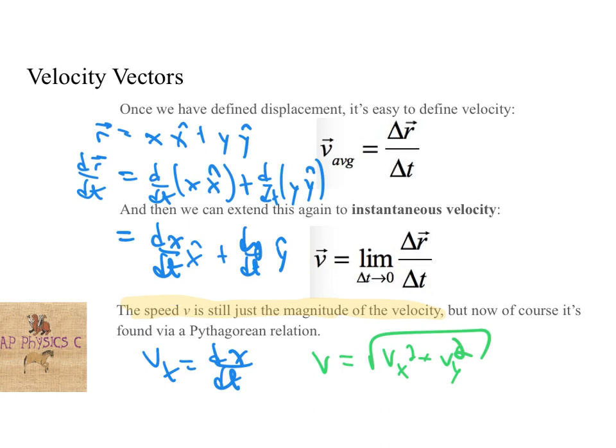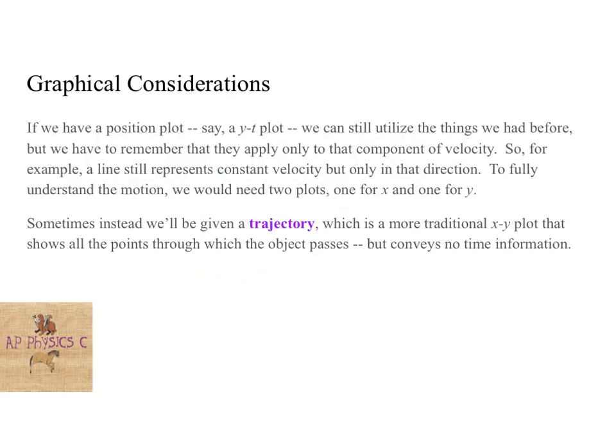All right, if we have a position plot, let's say a y versus t plot, we can still utilize all the things we had before, but we have to remember they apply only to that component of the velocity. So for example, a line still represents constant velocity, but only in that direction. To fully understand the motion, we'd need two plots, one for x and one for y. Sometimes instead we'll be given the trajectory, which is a more traditional xy plot that shows all the points through which the object passes, but conveys no time information on its own.